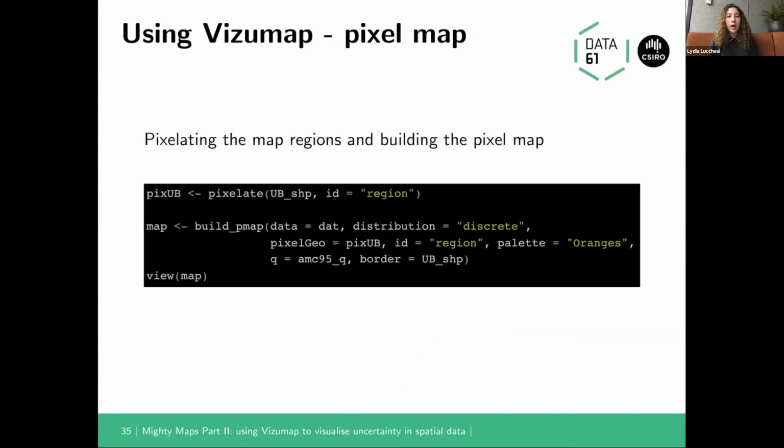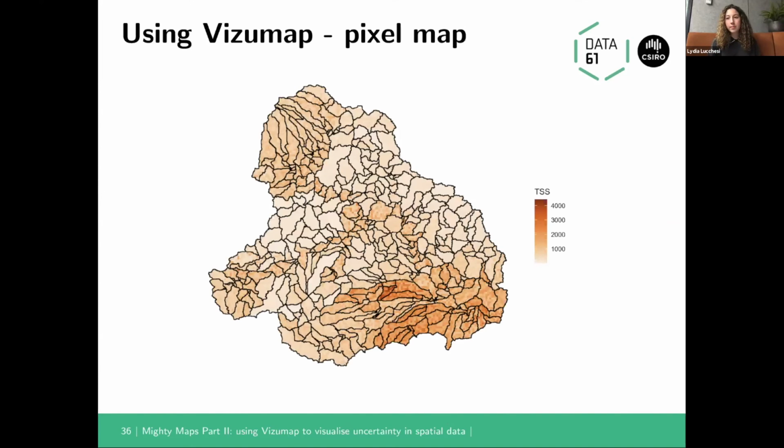So next, to create a pixel map, I first need to pixelate my shapefile. I can do that using the pixelate function, and then I can build my map using build_pmap. To this, I'll pass my data, the sampling distribution that I've chosen, my pixelated shapefile, and I'll choose a color palette, and you get a map like this. Vizumap can also animate that pixel map.